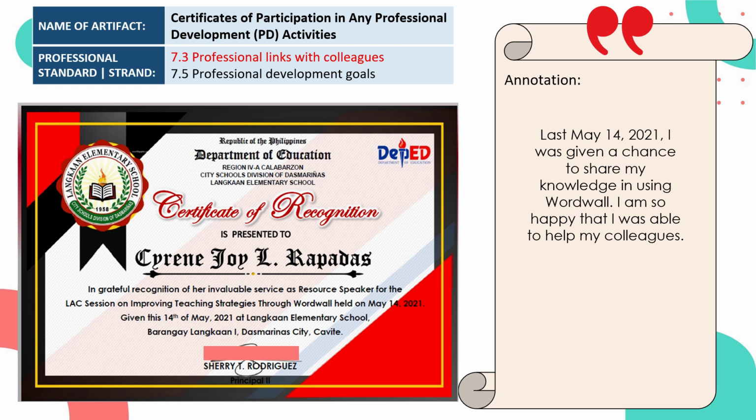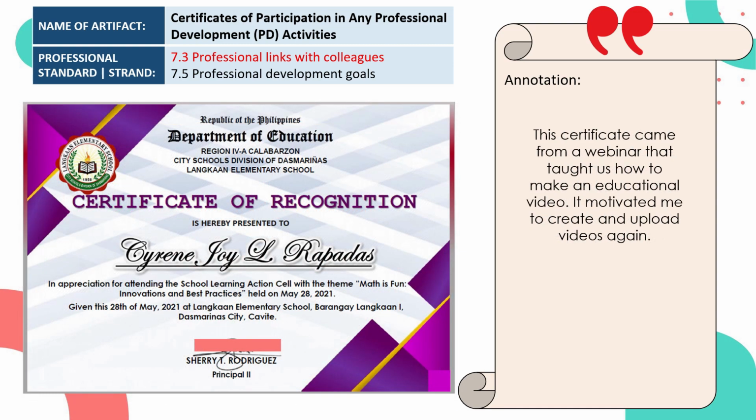Siguro naman sa dami ng mga seminar na ginawa or webinar na ginawa sa mga school natin, ay for sure may mailalagay tayo dyan. So, unang certificate na nilagay ko ay yung also under 7.3 professional links with colleagues, nilagay ko din dyan yung certificate kung saan naging participant naman ako sa isang webinar about making educational video. So, madami tayong pwedeng ilagay na certificate.